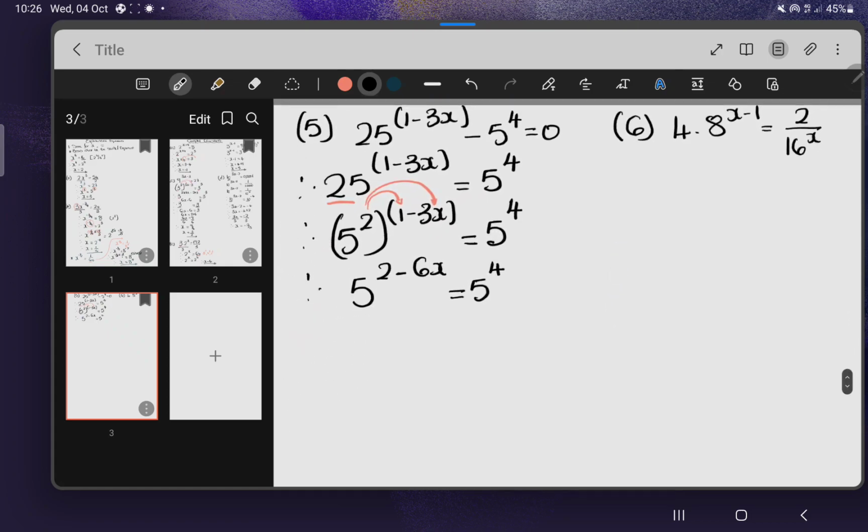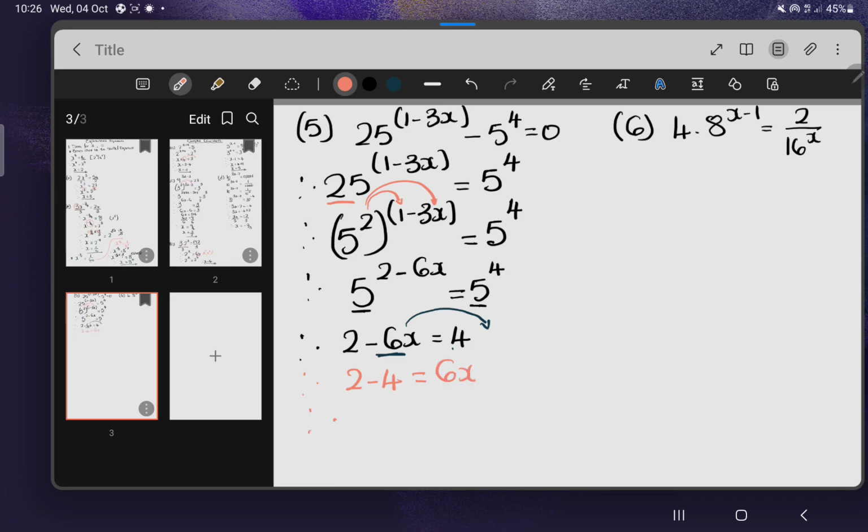Then at this stage, what we're going to do here is to say the bases are the same. That is the most important thing. Then we're going to say 2 minus 6x is equal to 4. Then what we're going to do is to take 2 to the other side, or rather to take negative 6 to the other side and 4 to the other side. So that will be 2 minus 4 is equal to 6x.